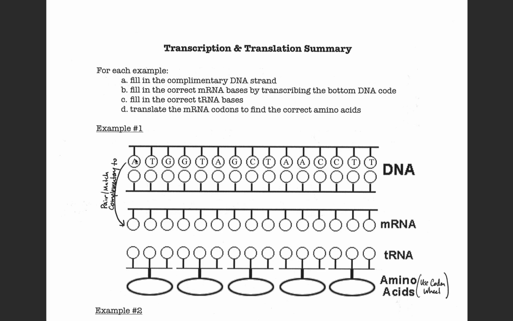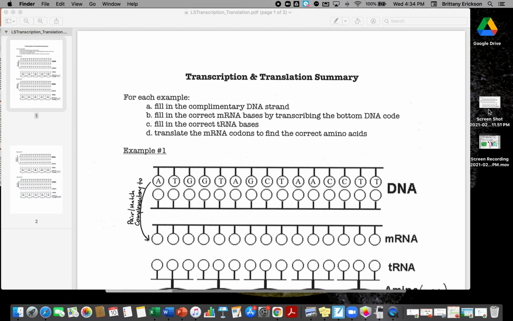From the top DNA, we're going to transcribe it into mRNA. Then from the mRNA, we're going to read it and figure out the anticodons. And then from the mRNA sequence, we're going to figure out the amino acid sequence. So let's just do number 1 together so we have no confusion on what we're doing for homework.